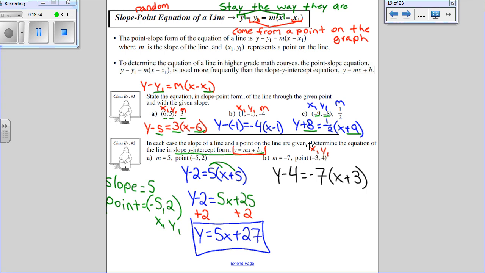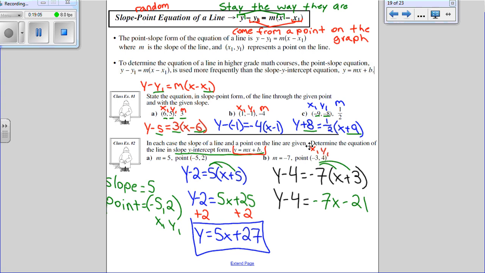The next thing now is to actually change this equation to fit the formula that they asked for, which was slope y-intercept form. Slope y-intercept form has y all by itself. It also has no brackets. So the first thing we do, if we just follow BEDMAS, is we use the brackets, and we get rid of this set of brackets by multiplying the negative 7 in. That gives me y minus 4 equals negative 7x minus 21. Right, that'd be negative 7 times x, negative 7 times 3.